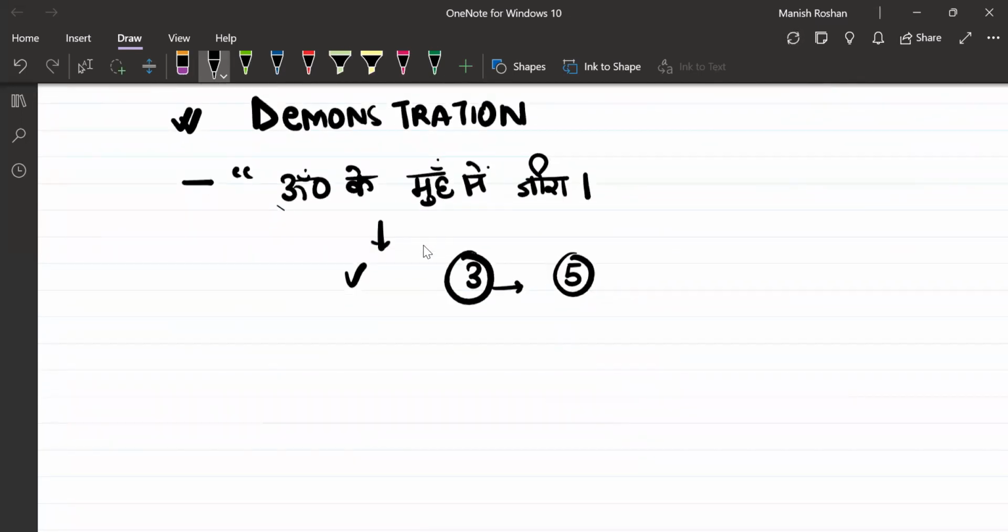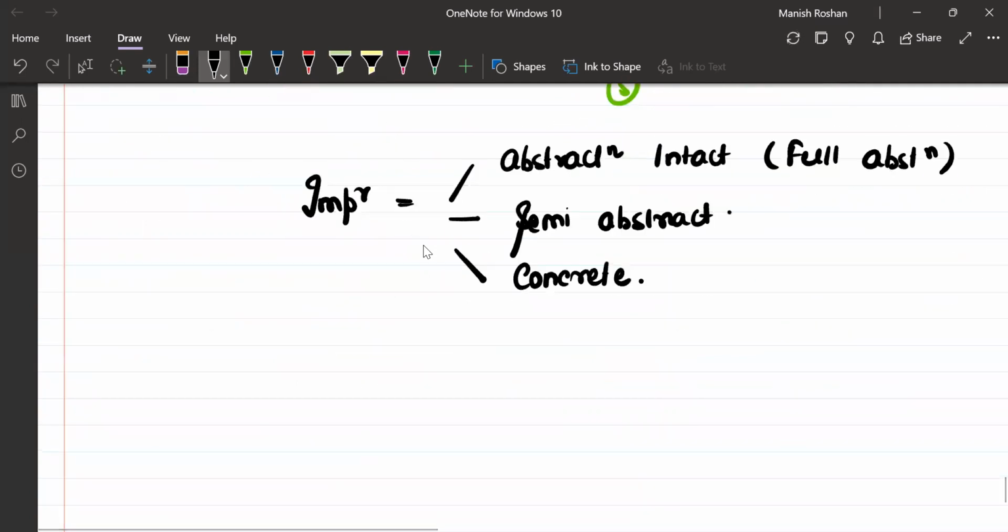3 out of 5 means that the individual has passed it, and accordingly in the similarities one. So based on that, you can rate it as concrete if the individual has scored a 0 or has not given a correct answer at all, or if the individual has given a correct answer, but the answer is not up to that level.